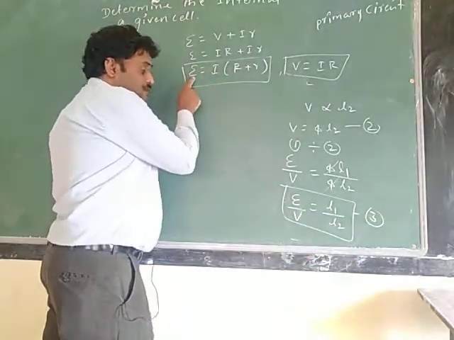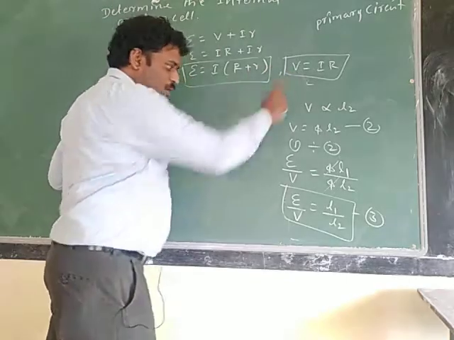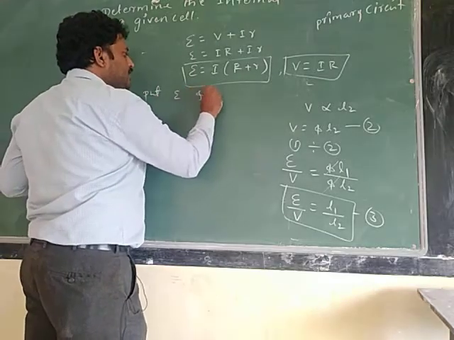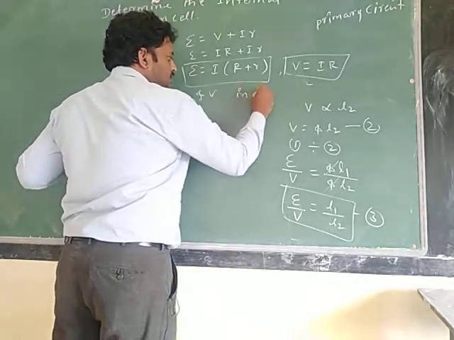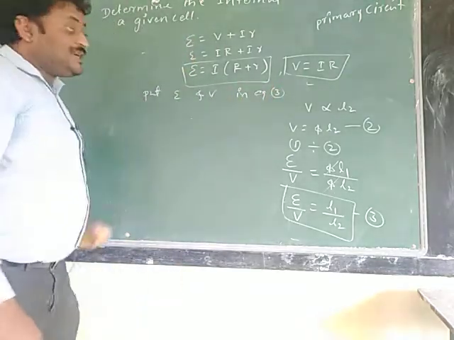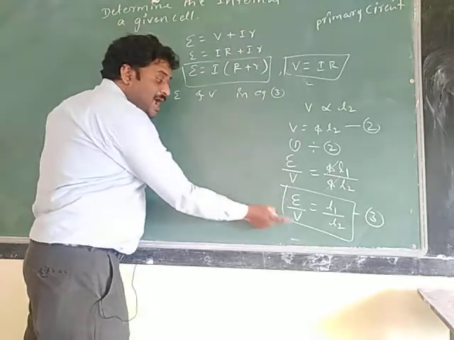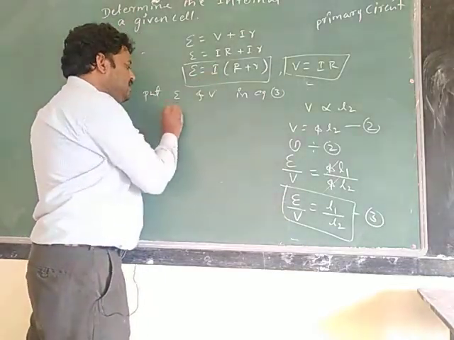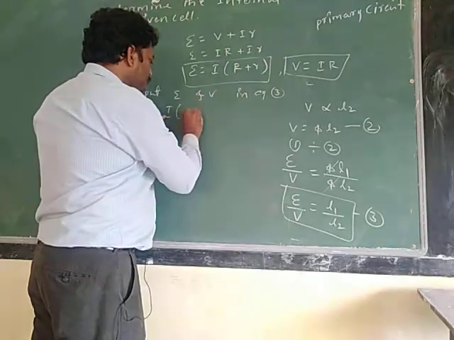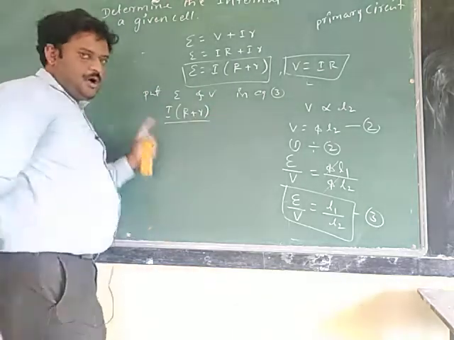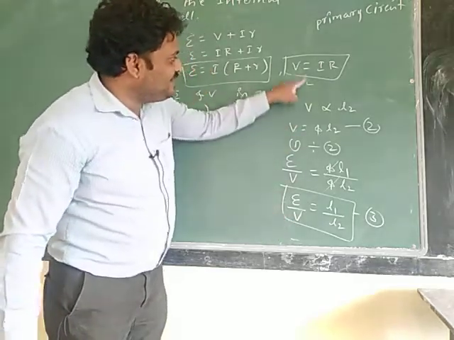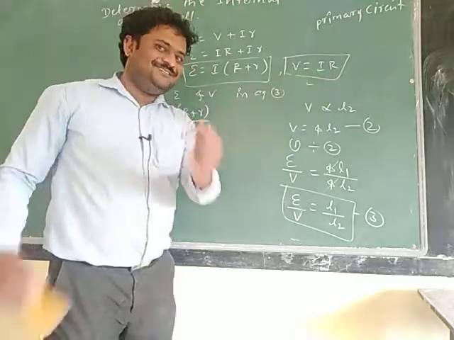So when you substitute the values of E and V in equation 3, what is equation 3 saying here? E by V. What is the E value? Instead of E, we are putting I into (R plus r). What about the V value here? V is equal to I into R. Say yes or no? Yes.